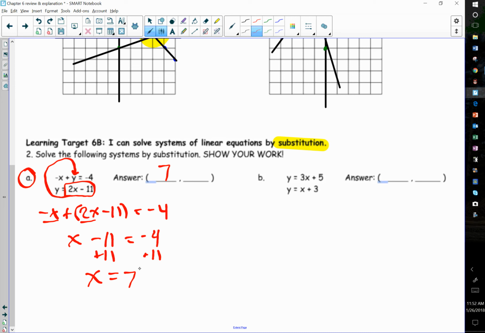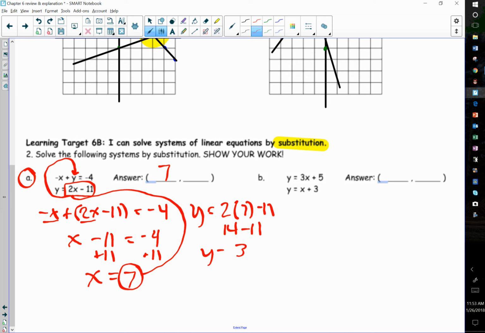Now that I know what x is, I can put that value of x back into the equation that says y equals 2 times x minus 11. 2 times 7 is 14, minus 11 is 3. So y equals 3, there's the other half of my solution.